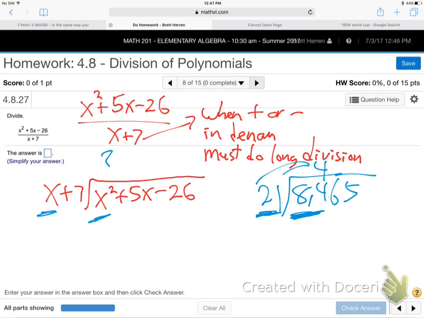We'll go, what can I put up here? Times x, that'll be x squared. We're just looking at the front and the front. Don't worry about everything else. Same thing as number long division. So what can I put up here? What times x will make x squared? Well, x, totally. So we just go, well, x times x is x squared. And then you write it down here, don't you?